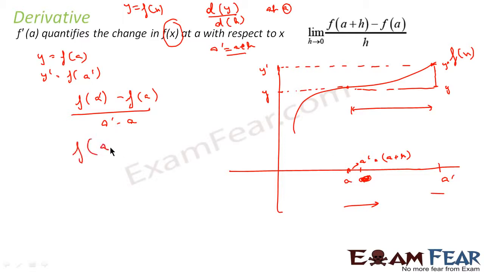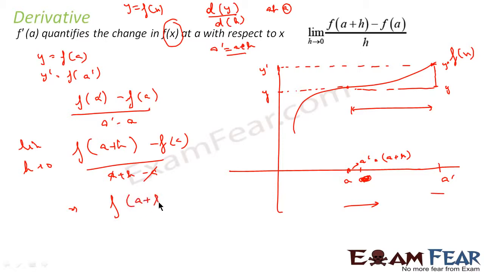This will become (f(a + h) − f(a)) / (a + h − a). The a's cancel, and h is now tending to 0, so we take the limit. This is nothing but the limit as h tends to 0 of (f(a + h) − f(a)) / h, and this is the derivative. This is exactly the same formula we have used here.